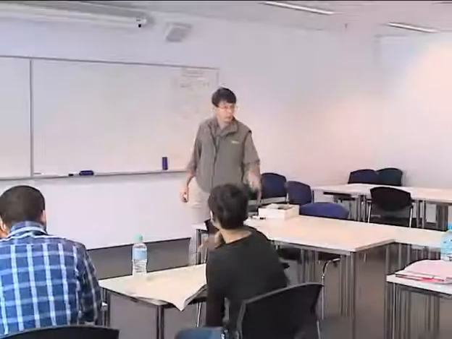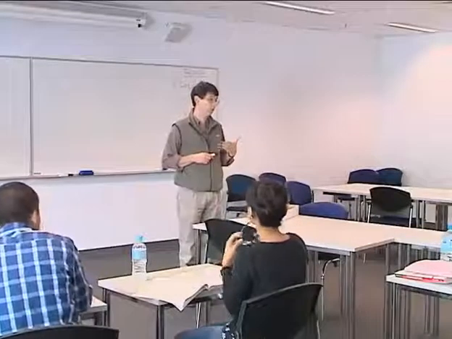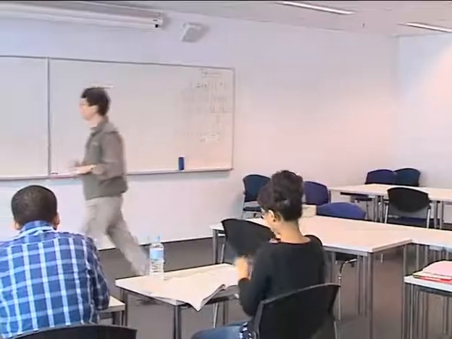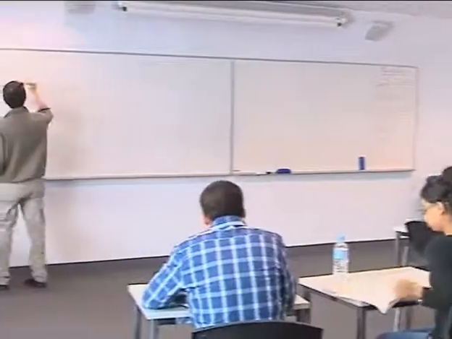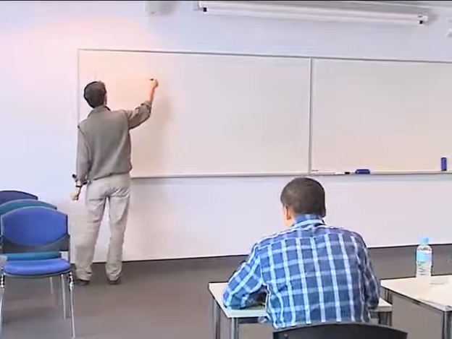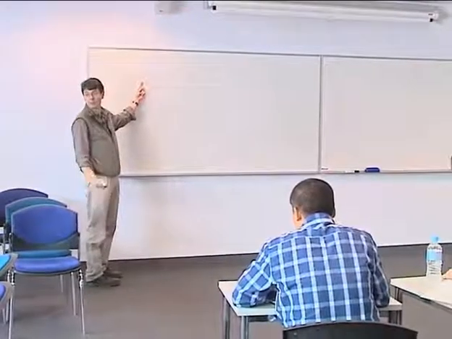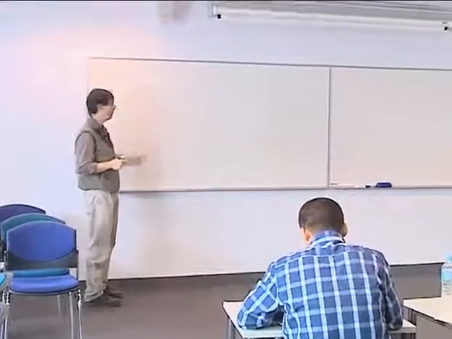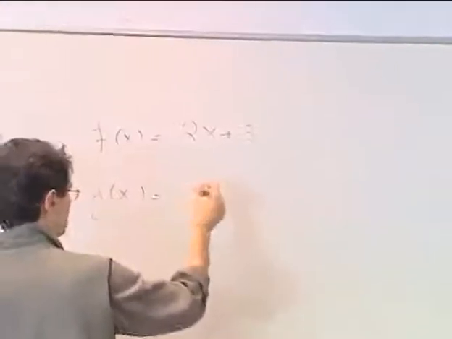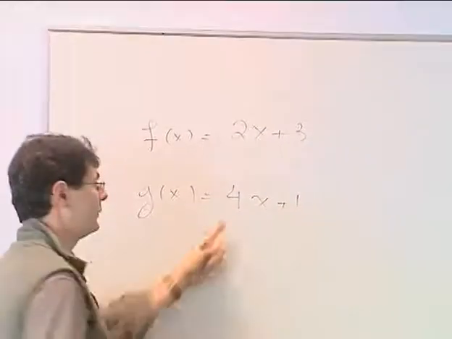Yes. Let me give you a brief justification for that formula. Okay? No, it's not a proof, it's just an idea. Let's say that your function f is 2x plus 3. So the derivative is 2. It's a straight line. The derivative is always 2. Okay? And let's say that g is 4x plus 1. The derivative here is always 4.